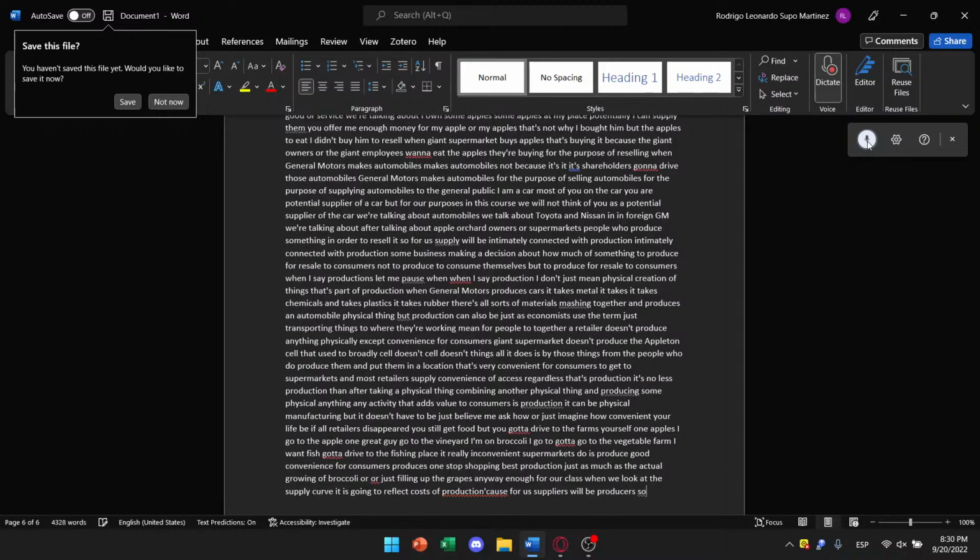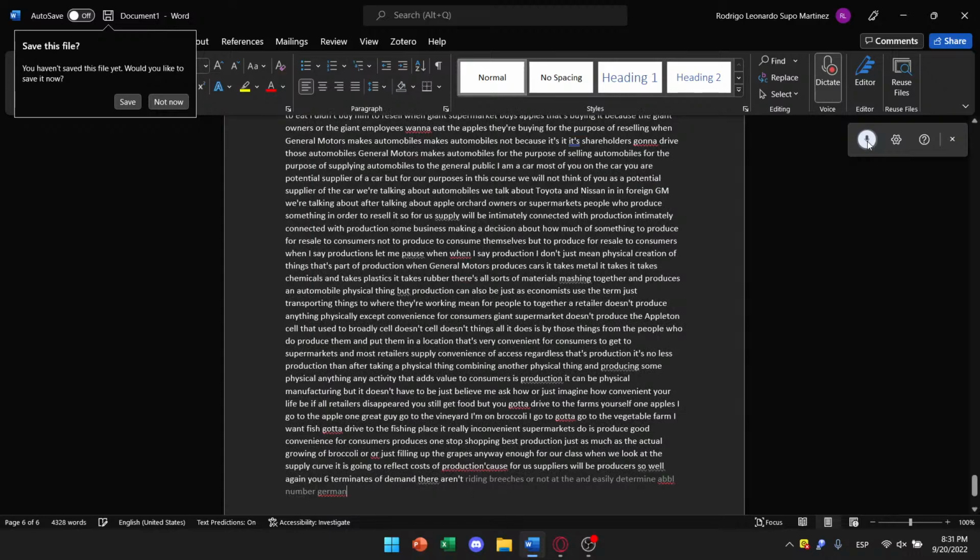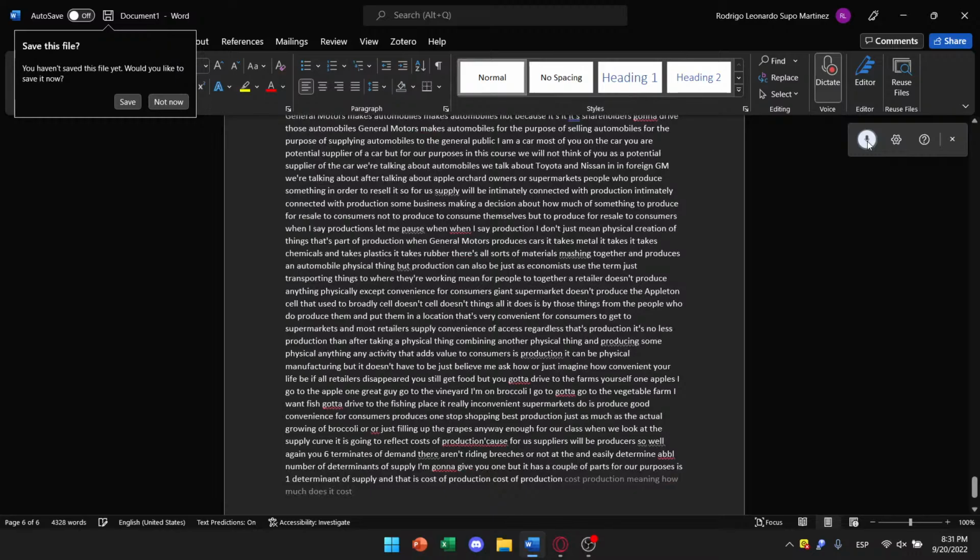So I gave you 6 determinants of demand. For a variety of reasons, there is not an easily determinable number of determinants of supply. I'm going to give you one, but it has a couple of parts. For our purposes, there's one determinant of supply, and that is cost of production. Cost of production meaning how much does it cost to produce any given quantity of something.